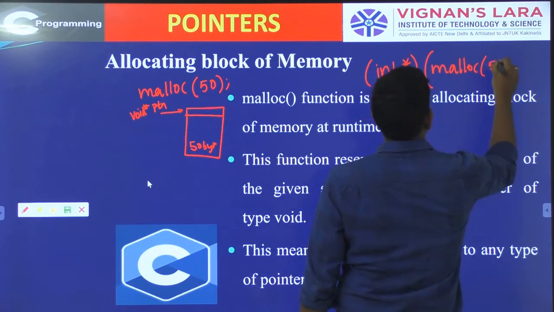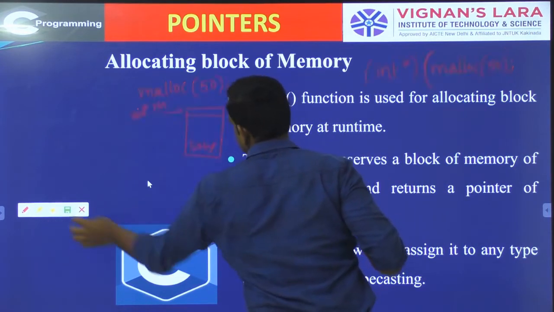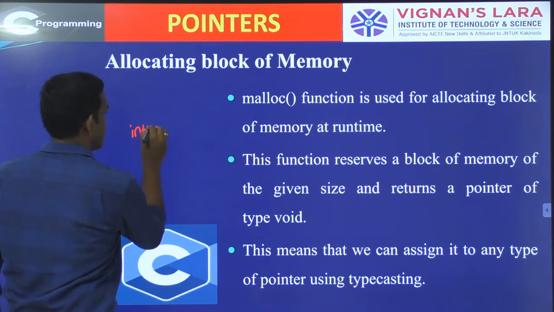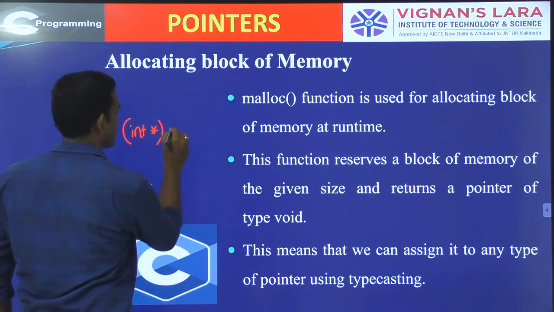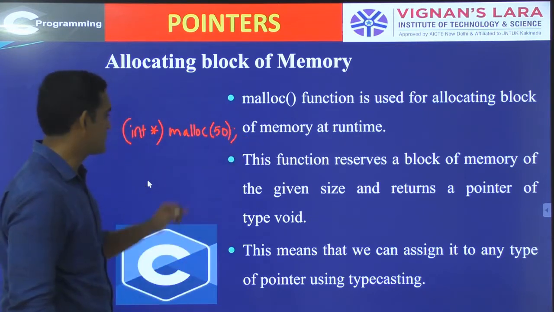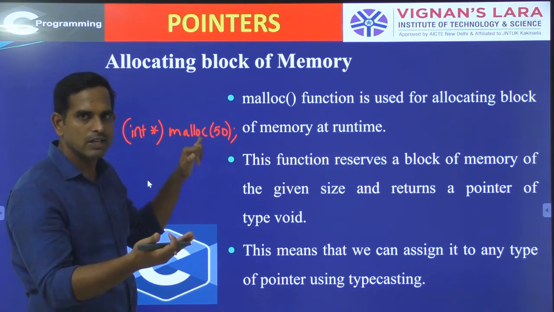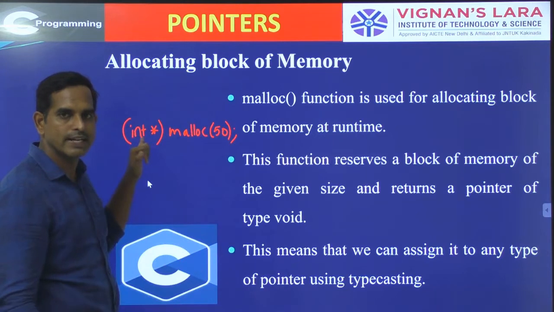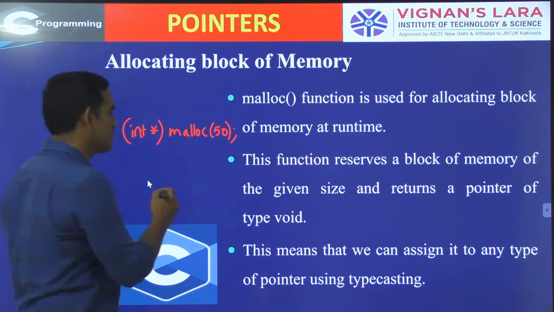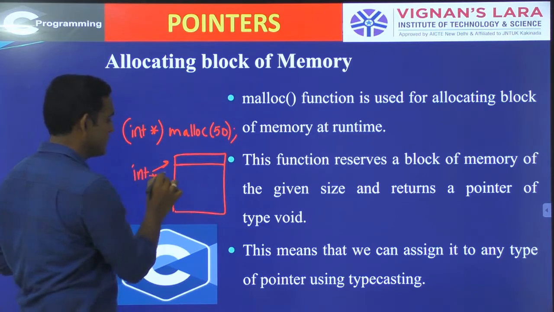Malloc your 50 bytes. You need not write that particular thing. So how are you going to write? Int star, this is the typecast, malloc 50. It will return 50 bytes, and it will be a void pointer return. That void pointer will be converted into an integer pointer. So we are typecasting that void pointer into an integer pointer. Now the 50 bytes allocated will be pointing to an integer pointer.